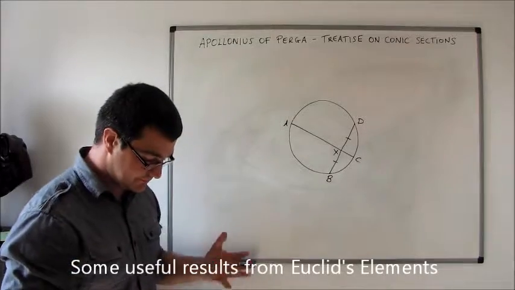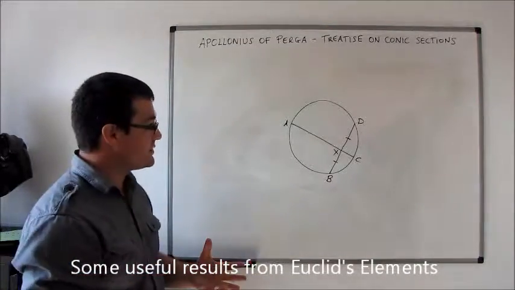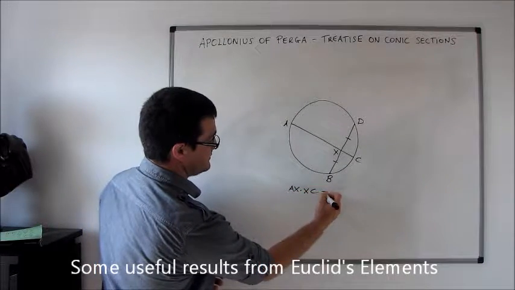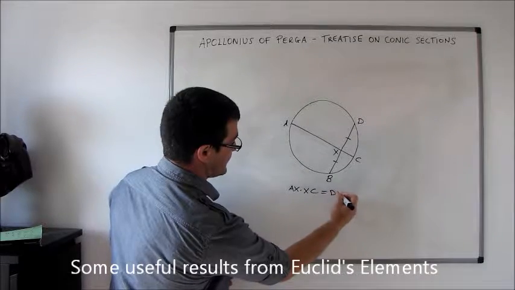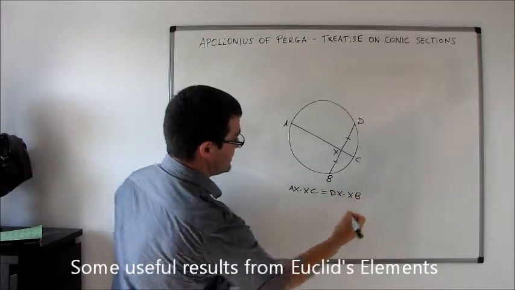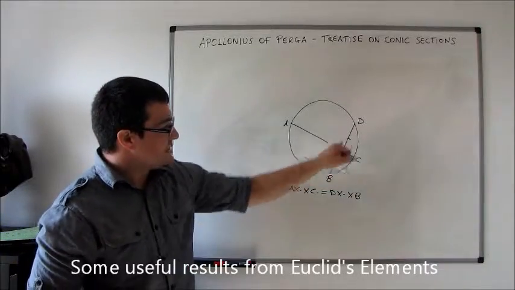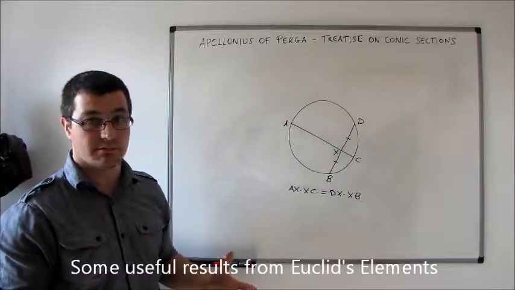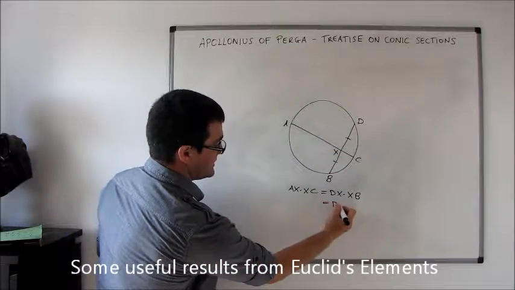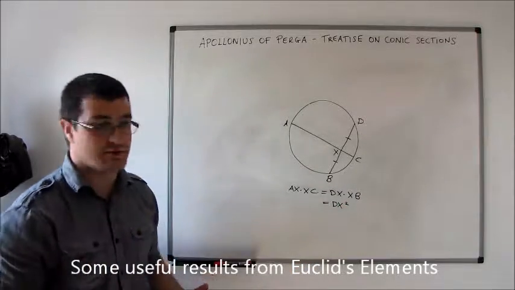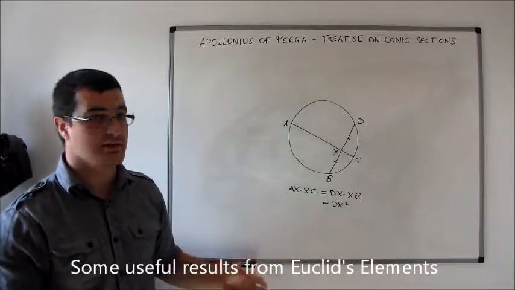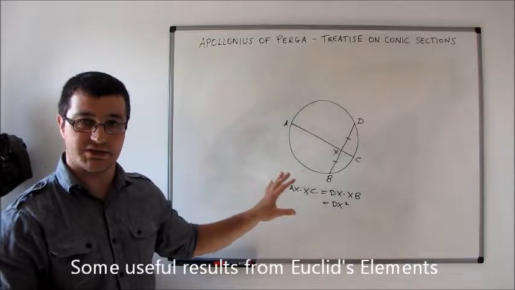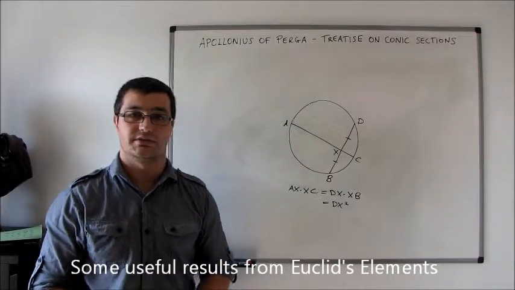Well, applying this intersecting chords theorem, we can say AX times XC is equal to DX times XB. But because the chord BD has been bisected, BX is equal to XD. So I can say that this is equal to DX squared, for instance. I could say that it's equal to XB squared. But this particular form of this proposition is used quite extensively in Apollonius.